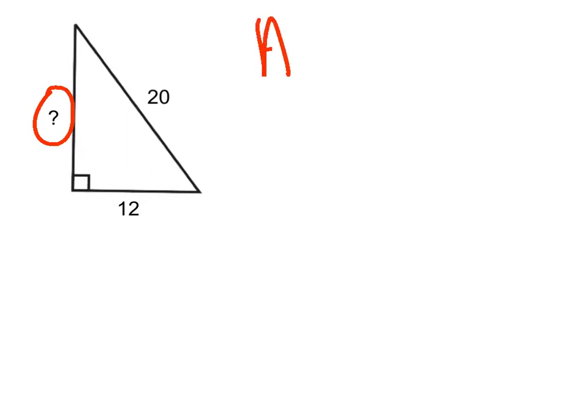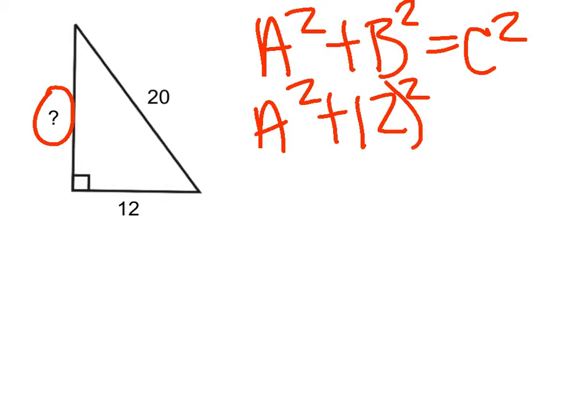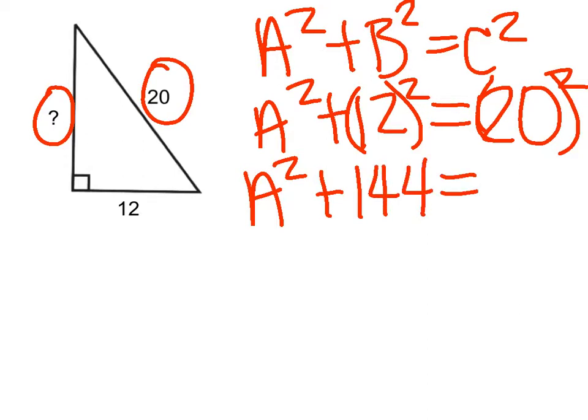Solution. Alright, we're going to look for a leg this time. So we'll have a squared plus b squared equals c squared. We're going to be plugging in 12 for b. Plug in our hypotenuse, which is 20. What's going to be 12 squared? 144.